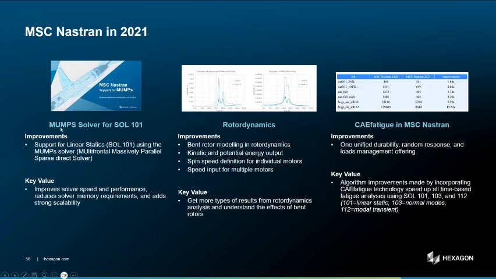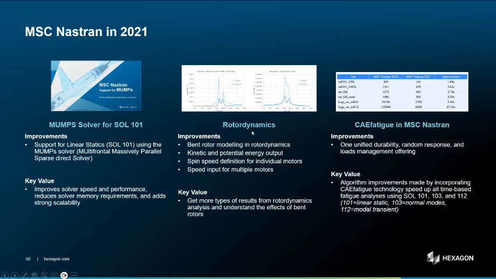In 2021, the MUMPS solver. Nothing to do with the sickness mumps. It stands for multifrontal, massively parallel, sparse direct solver. So let's stick with MUMPS. It's a solver that's really efficient and scales really well with the number of cores, but previously was available for Sol 400 and nonlinear analysis only. And this is now added to linear statics as well. That speeds up the run at the cost of increasing the memory usage a bit.